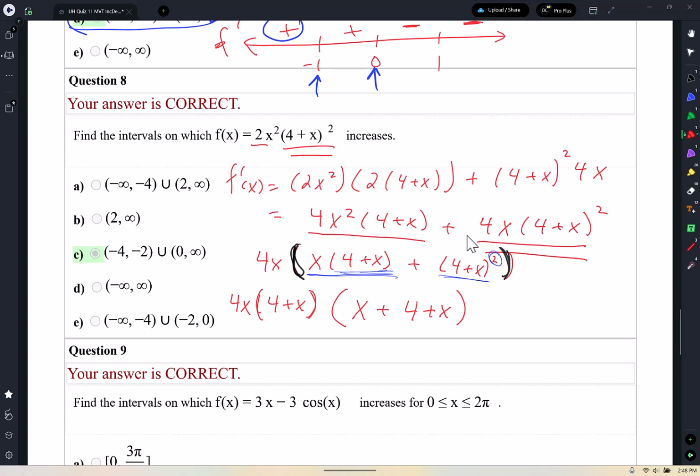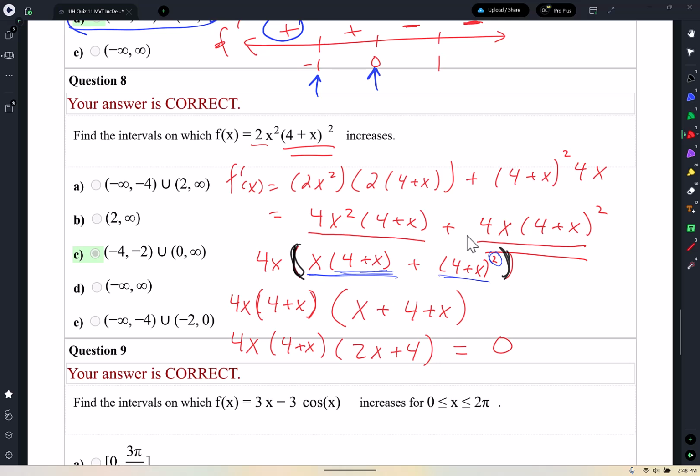Here it is. So here's my final form. 4x (4 plus x) (2x plus 4). I could have factored out a 2 there, but that's fine. I'm going to set that equal to 0. Yes, I realize that in 2x plus 4 you can factor out a 2, but I'm going to leave it. Are we okay? So, by the way, you don't have to do those 3 lines. You could have done it in 1. But I'm just showing you the algebra steps.